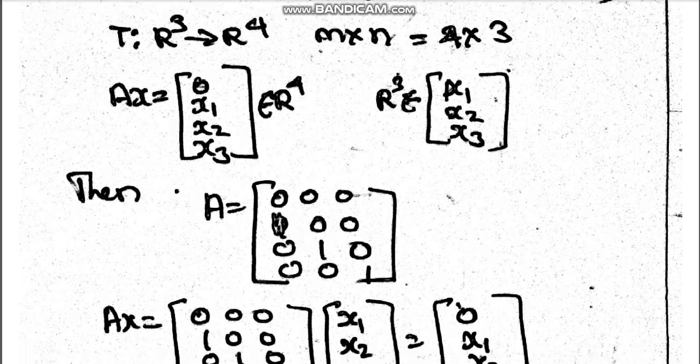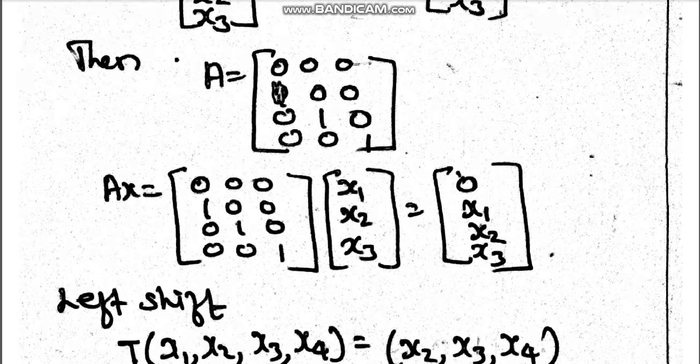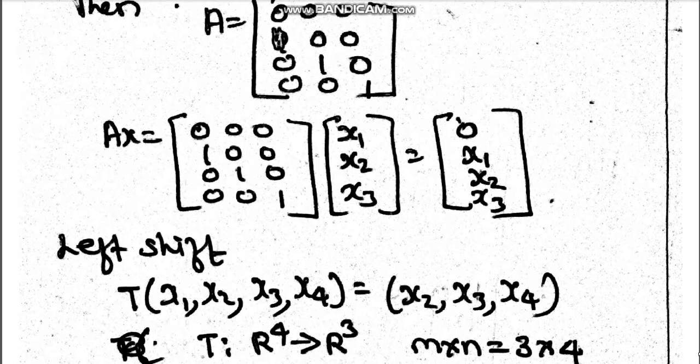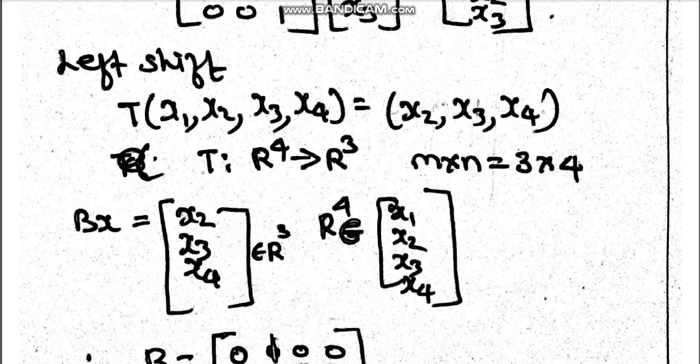So again similarly you can go for the left shift also. So if I multiply you are getting the same right shift, x1, x2, x3 is shifted to 0, x1, x2, x3. So you are getting that. Now going on to the left shift, what are you having?